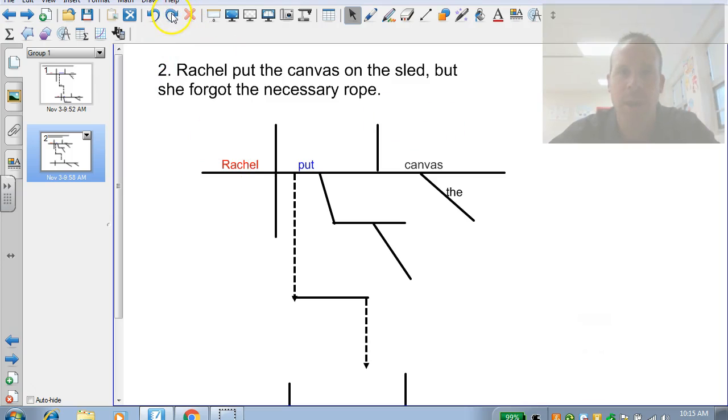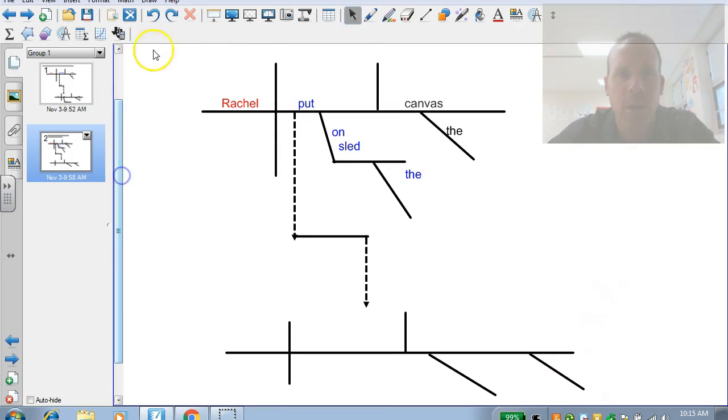The canvas, and now I'm going to put my prepositional phrase in. On, object of preposition sled. I guess sled could be moved down a little bit closer to that line, and then the describing the sled. Now I just move on to the second half. I put my conjunction in, and my conjunction is but. I'm not seeing it show up right now. Let's move down a little bit there. There it is. And there's my conjunction but.